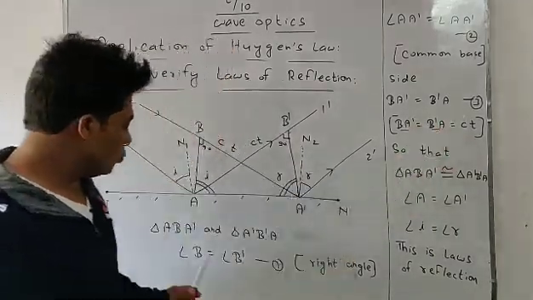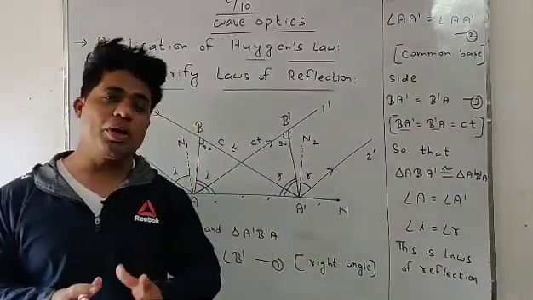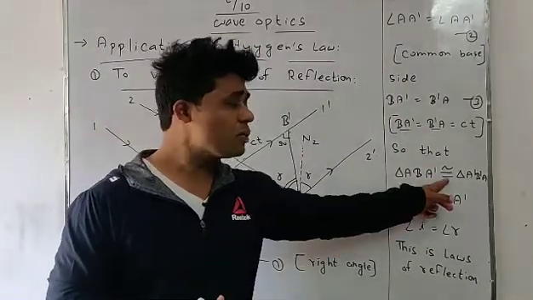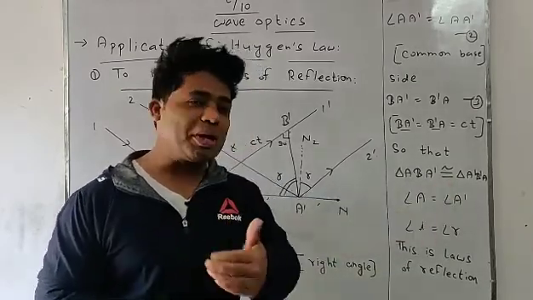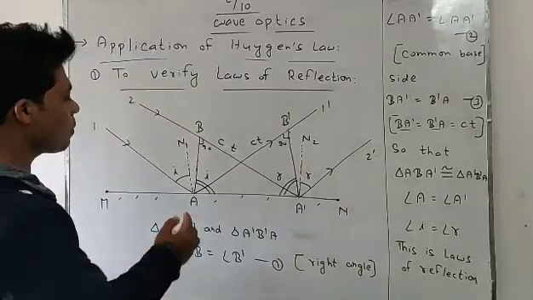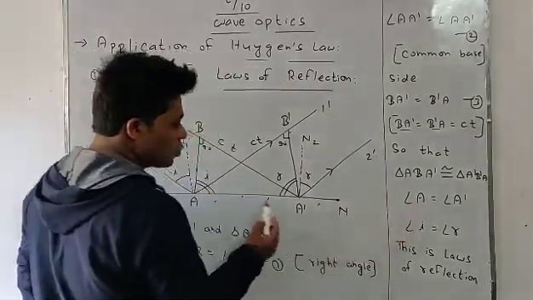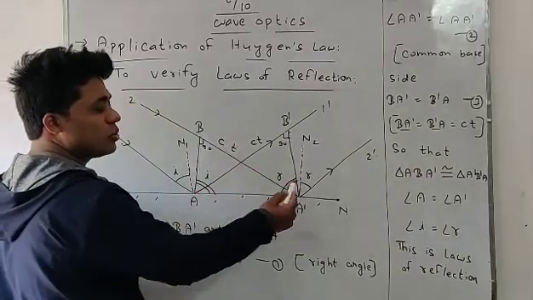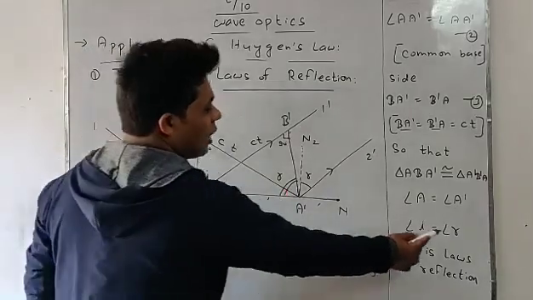CT. So two triangles having three components equal. When two triangles have three components equal, what does it mean? They are congruent. So the remaining sides and remaining angles will also be equal. So in triangle ABA dash, angle A should equal, in triangle A dash B dash A, angle A dash. Angle A is I, angle A dash is R.